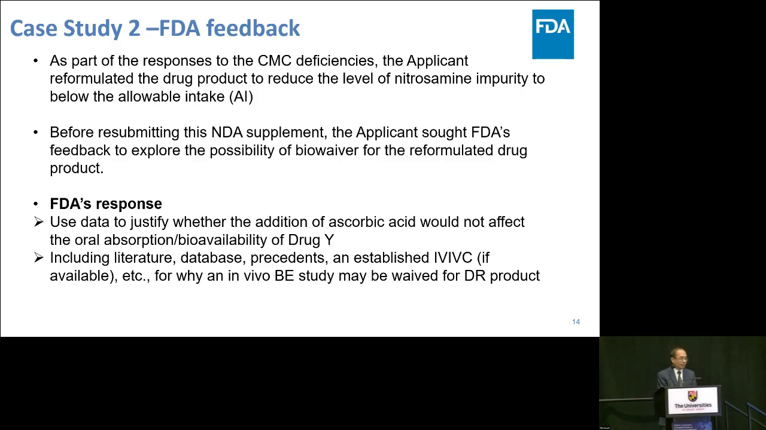Again, before they resubmitted this NDA supplement, applicant contacted us to explore the possibility of a biowaiver for the reformulated drug product. So our response is yes, it's possible. You can use data to justify whether the addition of ascorbic acid will not affect the oral absorption of drug Y. We also specifically recommend that you can use literature or database precedents or established IVIVC or PBPK modeling and simulation to support the biowaiver request.